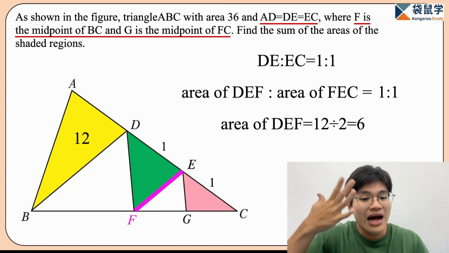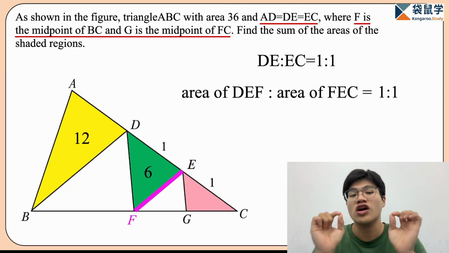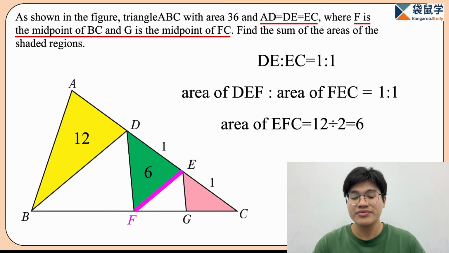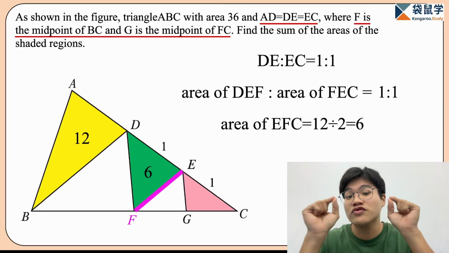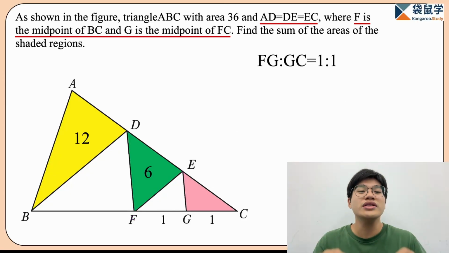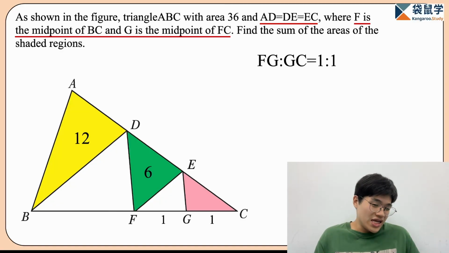Let's look at the area of FEC. What is the area of triangle FEC? It will also be 6. Now we know the area of triangle EFC. And we know the ratio between the line FG and line GC equals 1 to 1. Then what do we do next here?